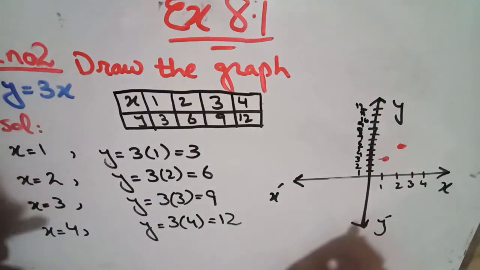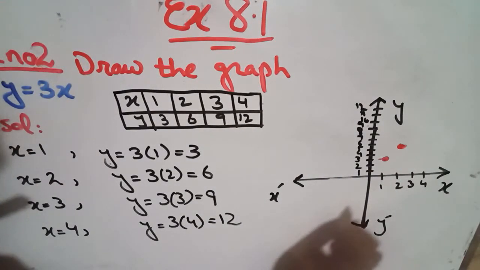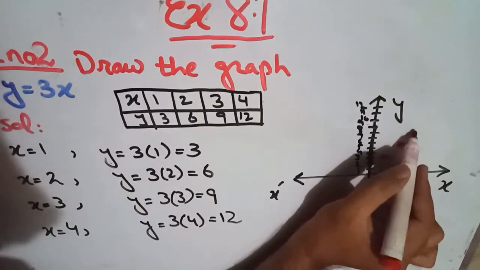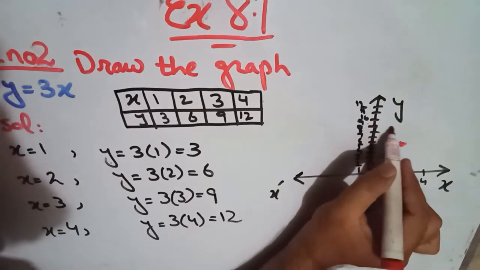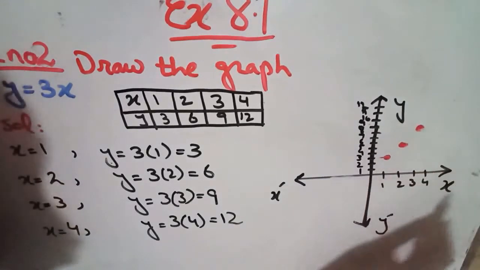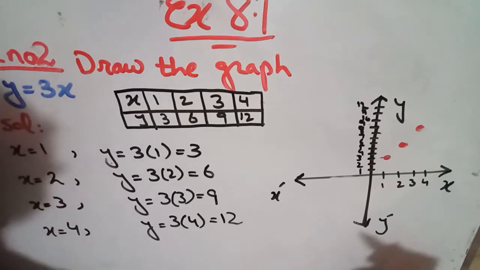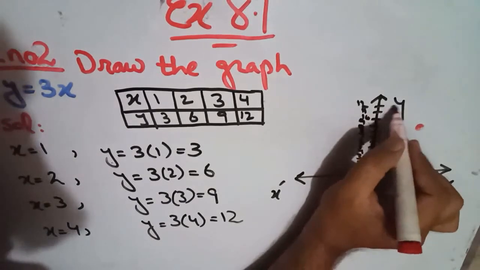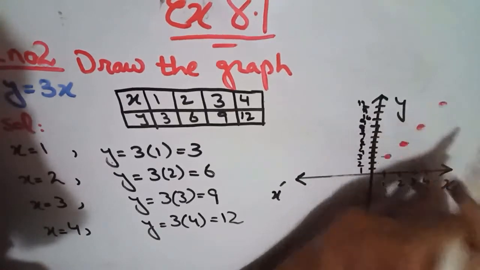And when the value of x is equal to 3, the value of y is equal to 9. So okay, there are 3 points. When the value of x is equal to 4, y is equal to 12. So there you have the value of 12 there.